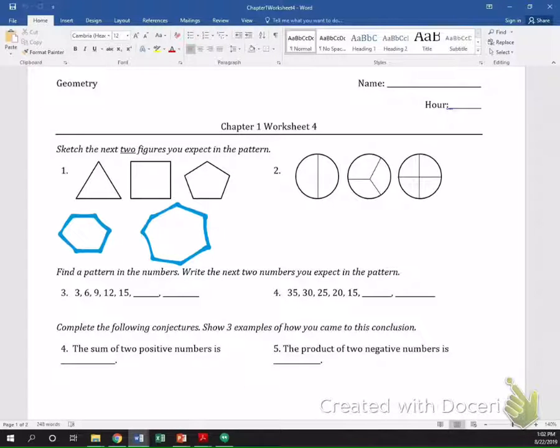I don't know why I got bigger. 7 sides. Don't judge me. I won't judge you. Okay?